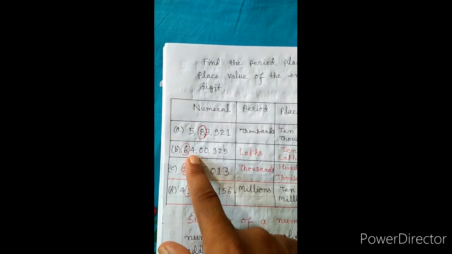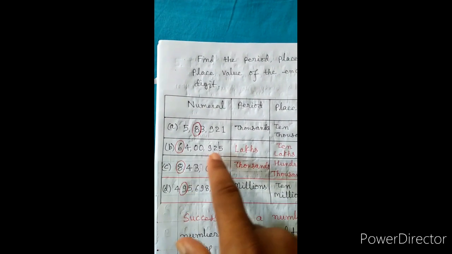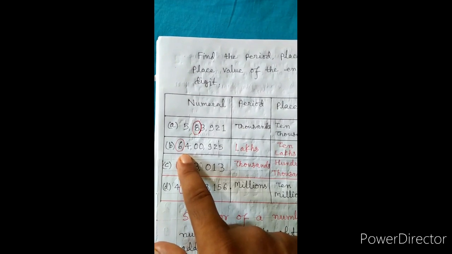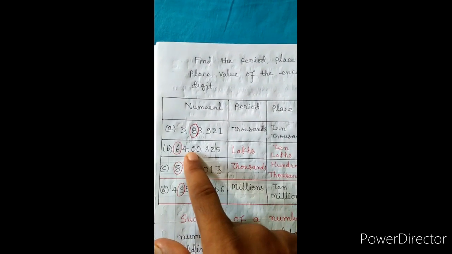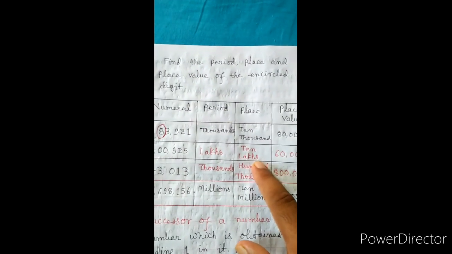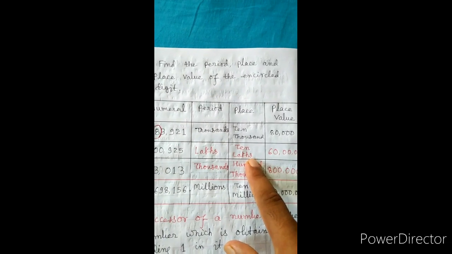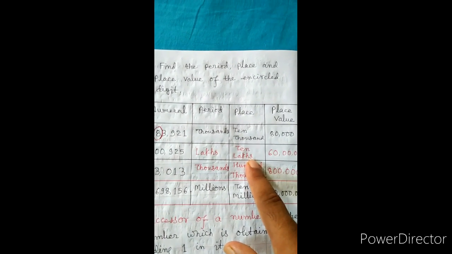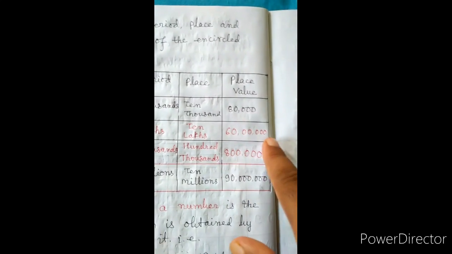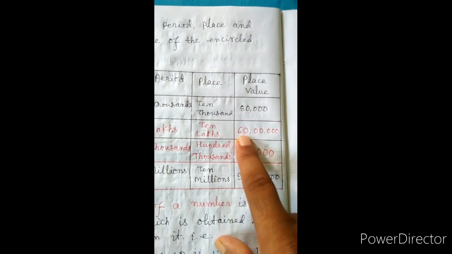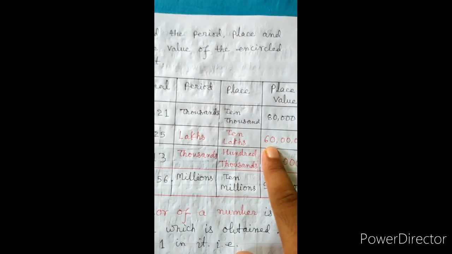Similarly, here 6 is encircled, and this is at ones, thousands and lakhs. It is at lakhs period. Lakhs and 10 lakhs. 6 is at 10 lakhs place, and its value will be 6 into 10 lakhs. 6 into 10 lakhs, that is 60 lakhs. Ones, tens, hundreds, thousands, 10,000s, lakhs and 10 lakhs. 60 lakhs.